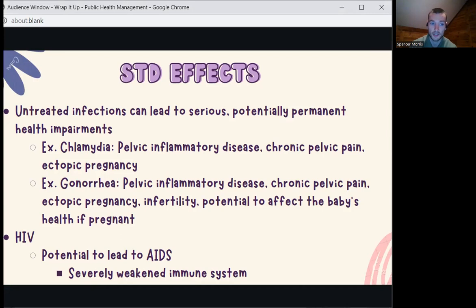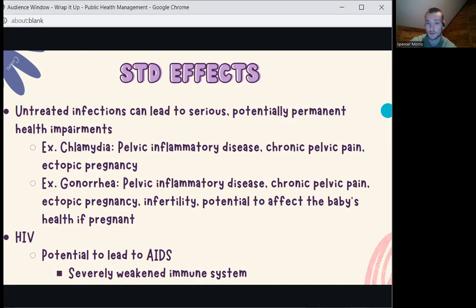Chlamydia, if gone untreated, can cause pelvic inflammatory disease, chronic pelvic pain, as well as ectopic pregnancy. Gonorrhea, for example, if untreated, can again cause pelvic inflammatory disease, chronic pelvic pain, ectopic pregnancy, infertility, as well as the ability to potentially affect the baby's health if you are pregnant.